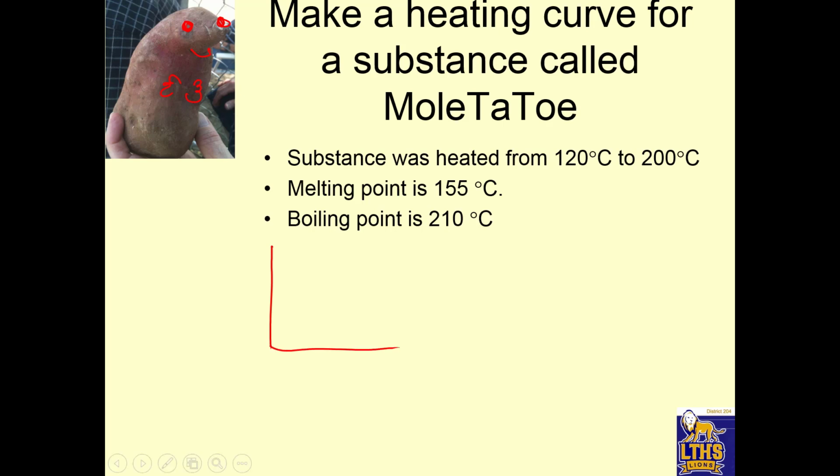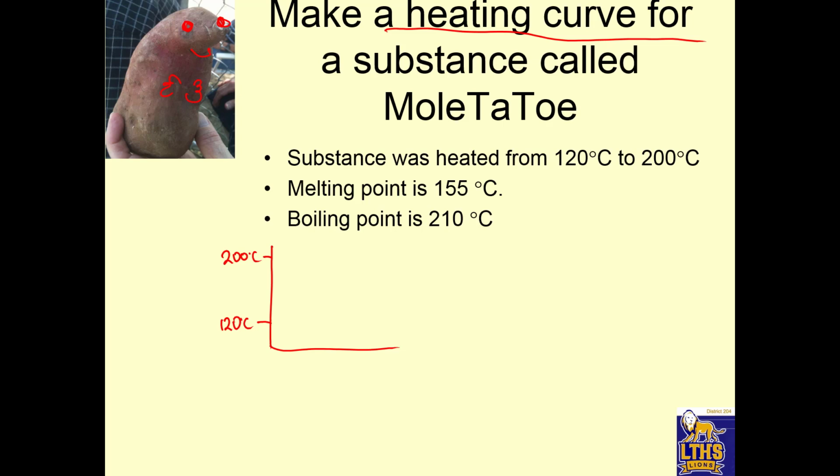So anytime you're making a heating curve, you sketch a graph. It's just a sketch. You put the temperatures given in the problem. So we have 120 degrees Celsius. I'll put that lower. And 200 degrees Celsius. I'll put that a little higher because it's a higher temperature.